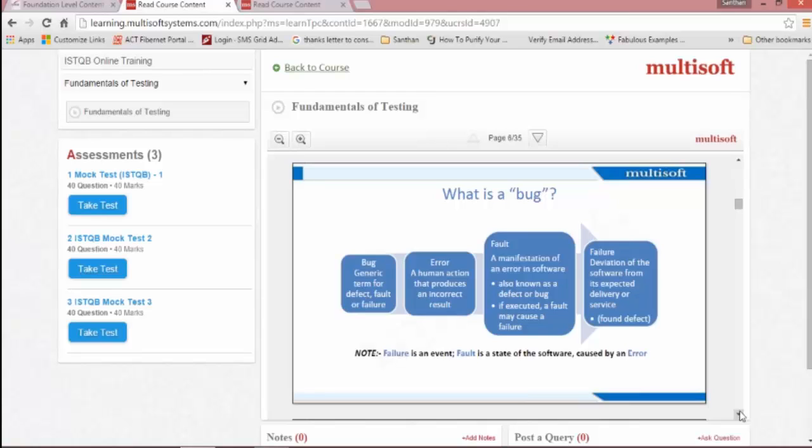So as a developer, he always uses the term error. As a test engineer, we always use the term fault, defect or bug. Failure will always be used by the end users or the company. So simply if we conclude this, failure is an event. Fault is a state of the software caused by an error.